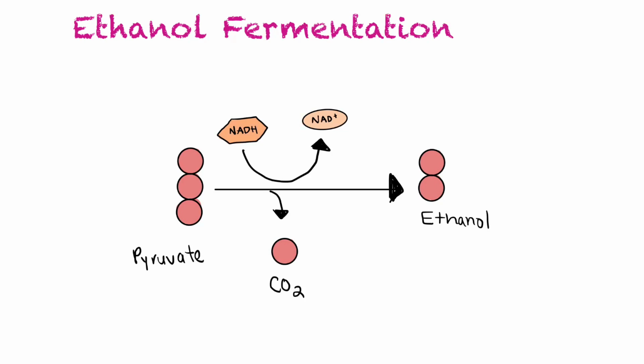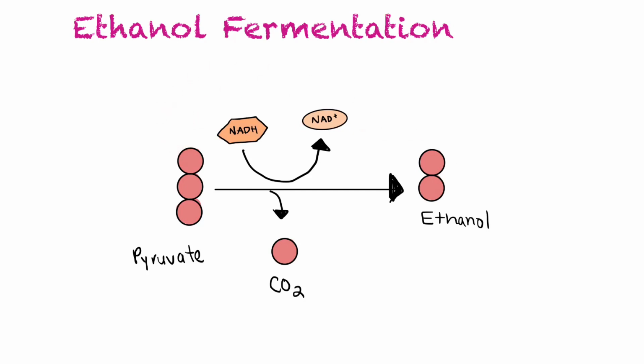So this is a representation of ethanol fermentation. So you start off with your pyruvate, which is a 3-carbon molecule, and NADH gets oxidized to NAD+, and at the same time, a carbon dioxide molecule is broken off the pyruvate molecule, and the atoms get rearranged to form ethanol. So as you can see, you lose a carbon dioxide and end up with a 2-carbon molecule. So you can never go back to pyruvate.